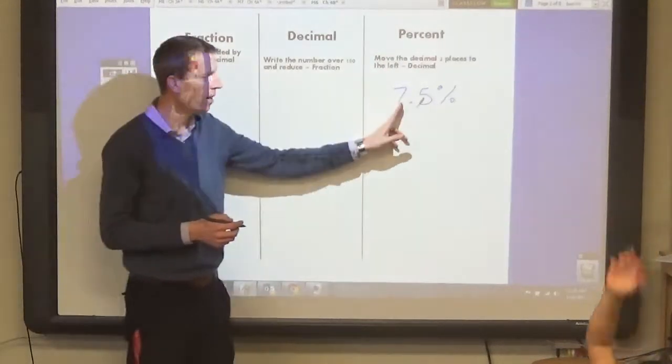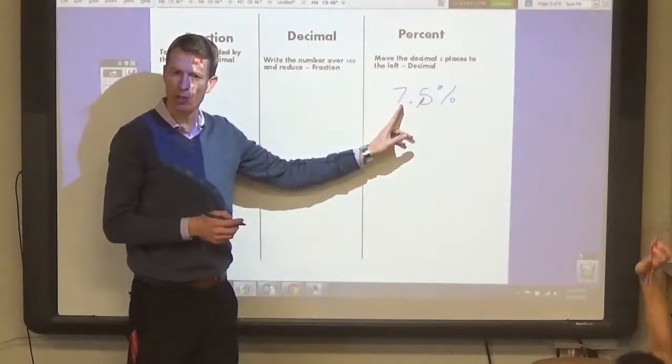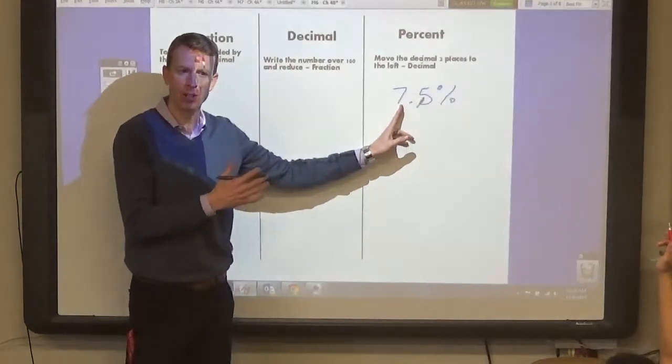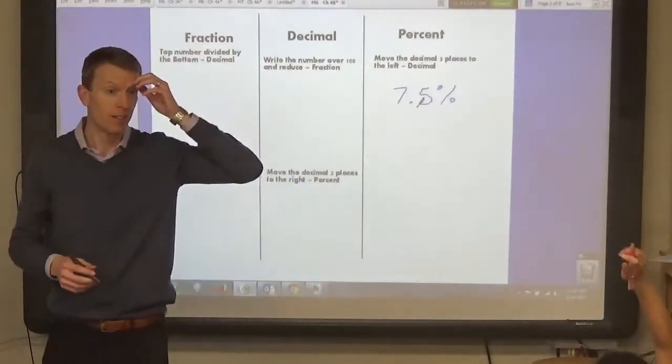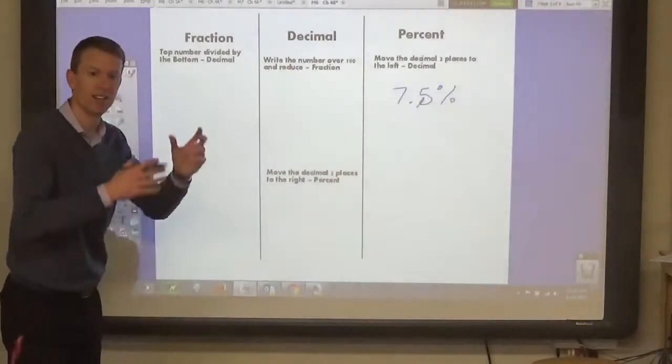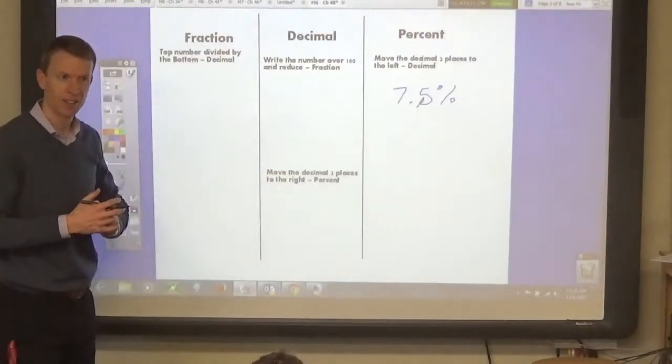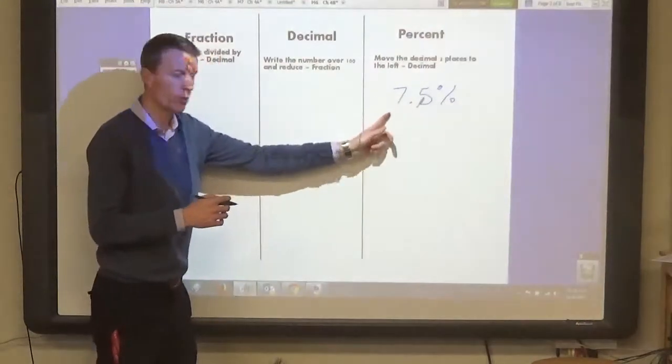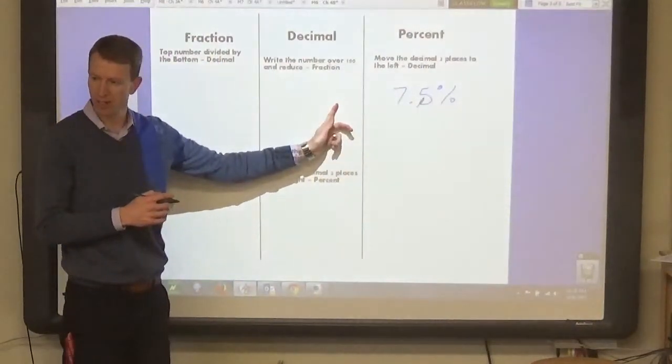Instead of multiplying by 100, we would do the opposite of that. What's the opposite of multiplying by 100? Olivia? Dividing by 100. So go the opposite direction with the decimal point. Matthew?